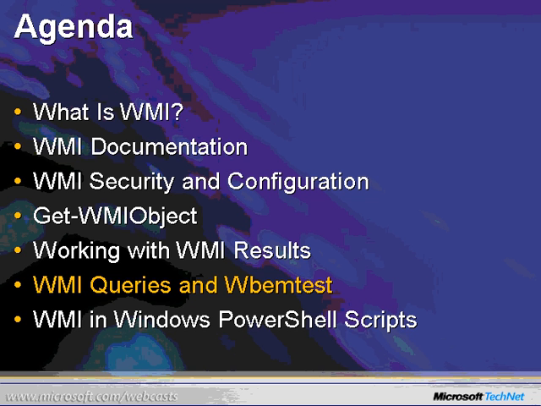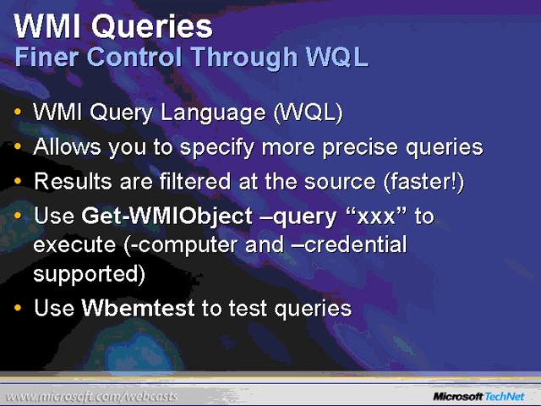So the next thing we're going to talk about is WMI queries and the WBEMTest tool. What I've been doing so far is just retrieving all instances. When I did Win32_Service, for example, I got all the services back. Then I piped those to Where-Object, which filtered them down for me. But in order to do that, I had to get them all and then filter them a little bit. But you can get finer control, a little bit more precise results, by using the WMI Query Language, or WQL. The results are filtered at the source, so it executes a little bit more quickly. The way you do this is Get-WmiObject -Query, and you give it a WQL query. Now, just a second, and I'm going to get ready to pull that up.